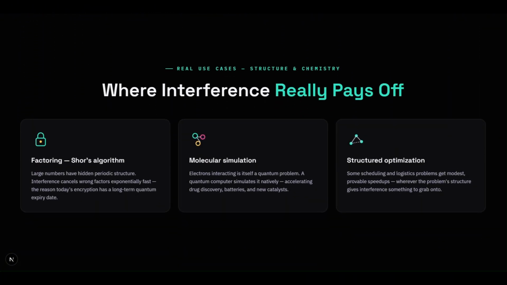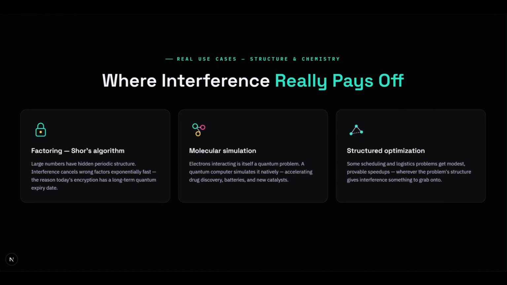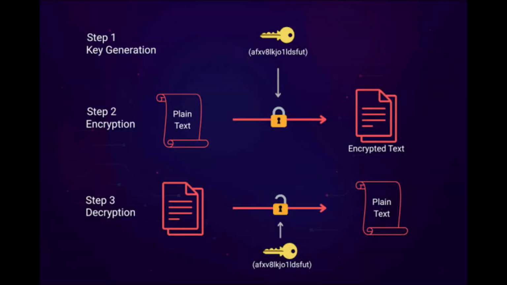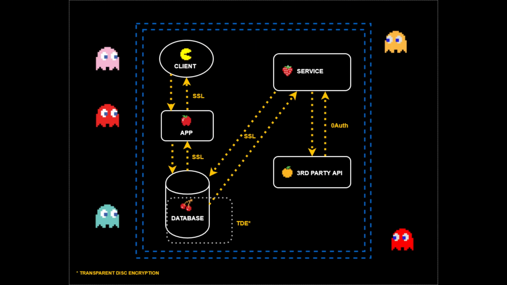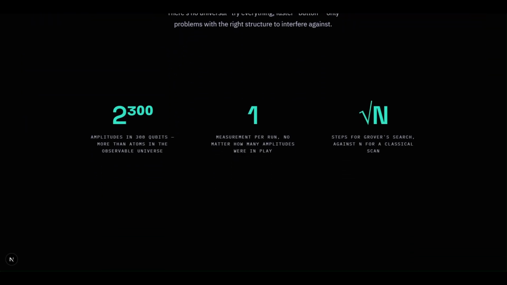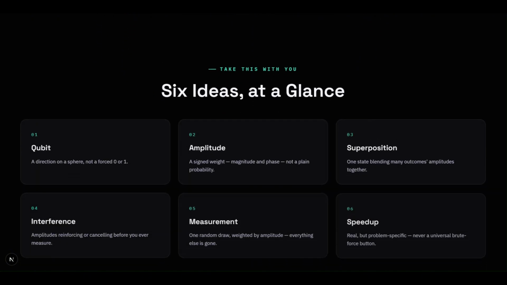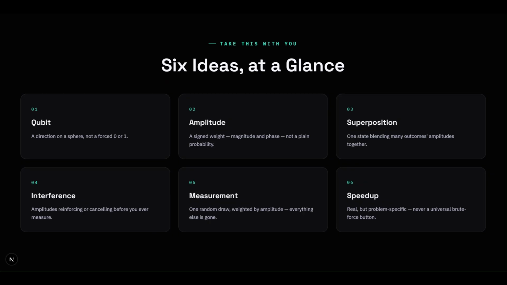The same idea powers Shor's algorithm, which factors large numbers by exploiting their hidden periodic structure. That's the reason today's encryption has a long-term expiry date. It's also why quantum computers can simulate molecules natively, since modeling interacting electrons is itself a quantum problem. There's no universal faster-at-everything button, only problems with the right shape to interfere against.